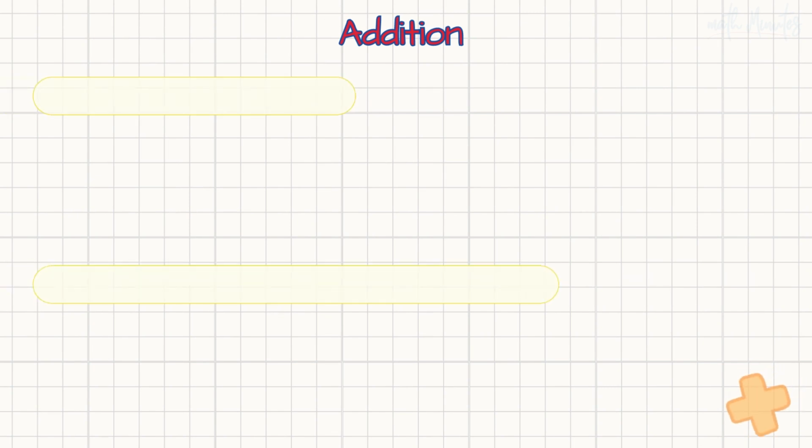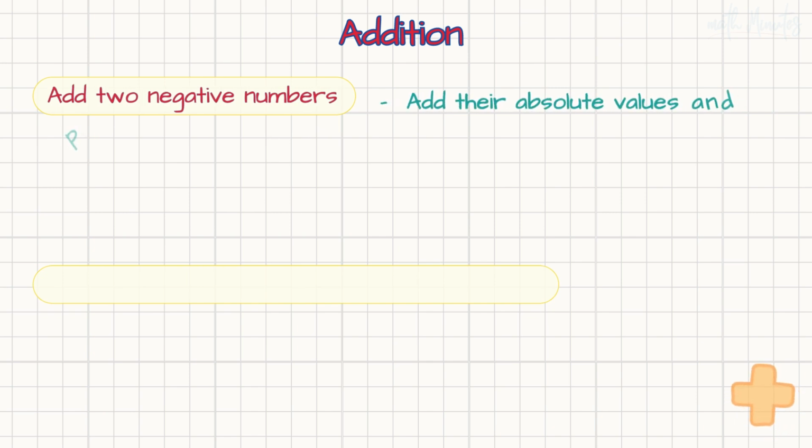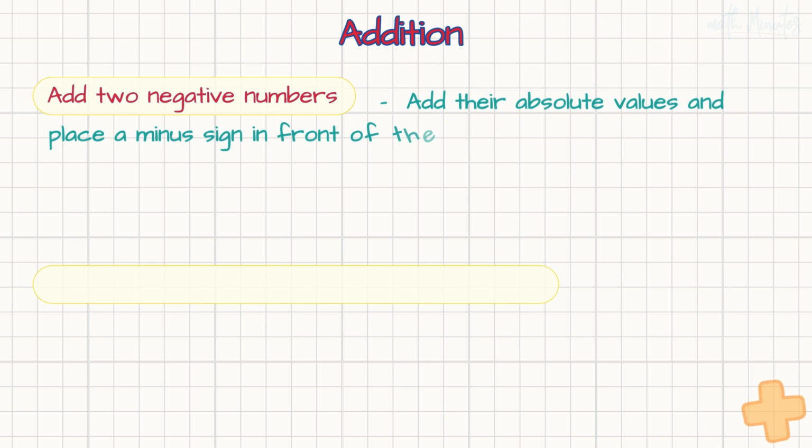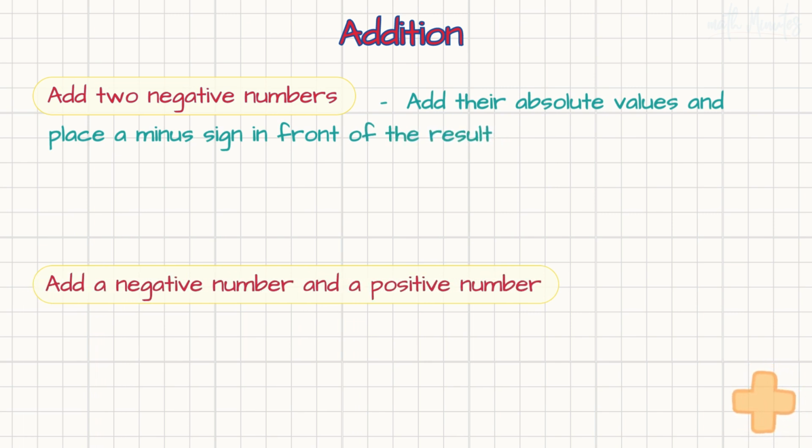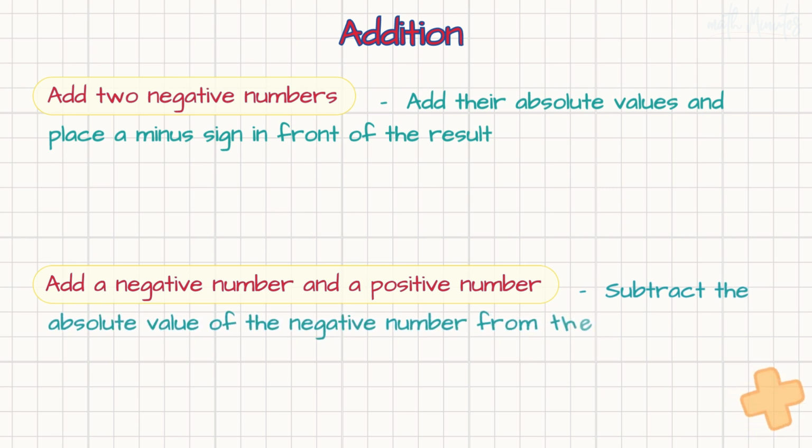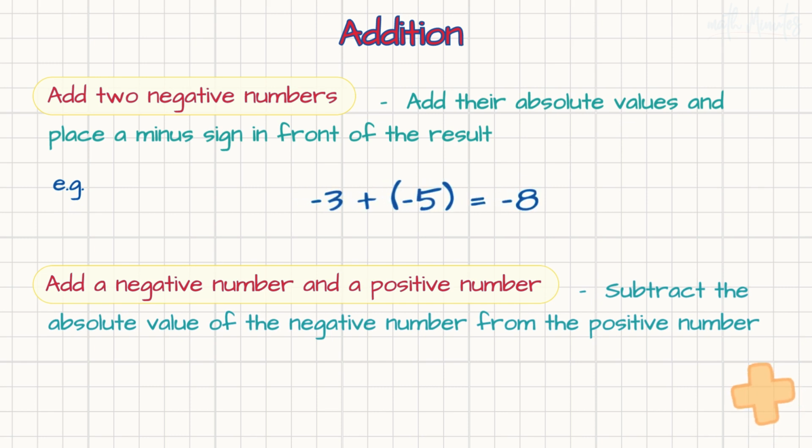First, let's talk about addition. Adding negative numbers may seem intimidating at first, but it's simpler than you think. Remember these two rules. 1. When you add two negative numbers, you add their absolute values and place a minus sign in front of the result. 2. When you add a negative number and a positive number, subtract the absolute value of the negative number from the positive number. For instance, minus 3 plus minus 5 equals minus 8.